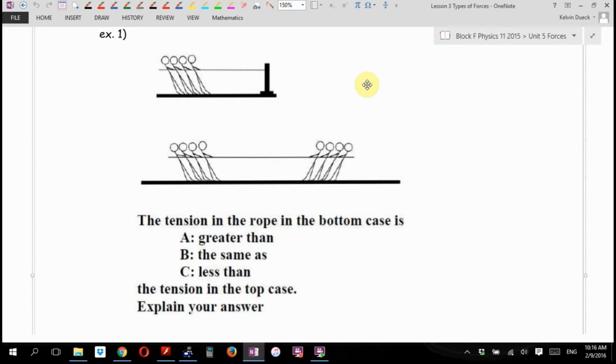No one. Who says it's the same as? Is that a hint? Okay. Who says less than? Okay, there's always one. Convince me. First of all, you can attack someone else's answer as being wrong, or you defend your answer as being right. So it's attack or defend. Convince me.